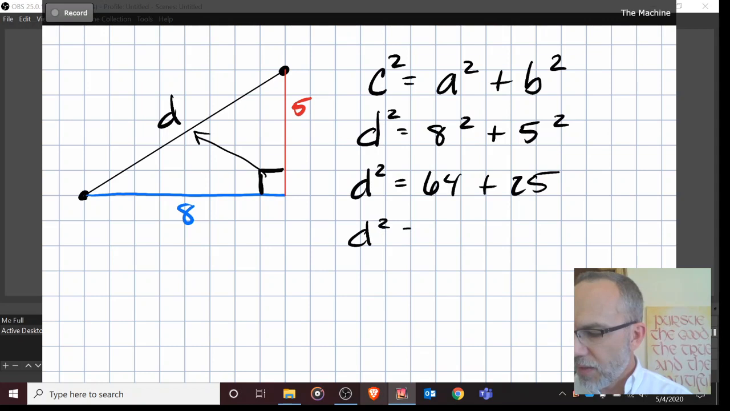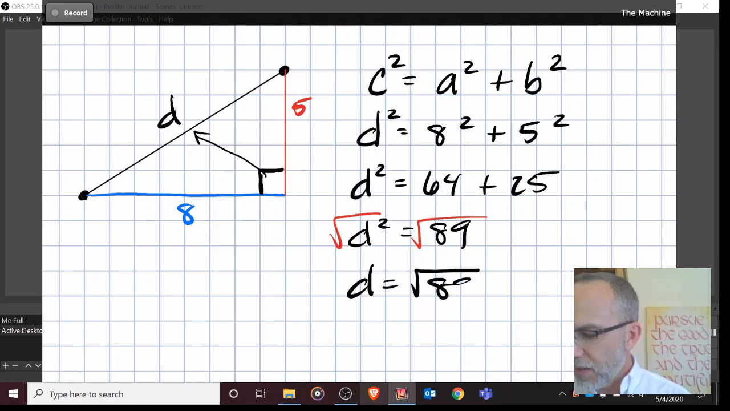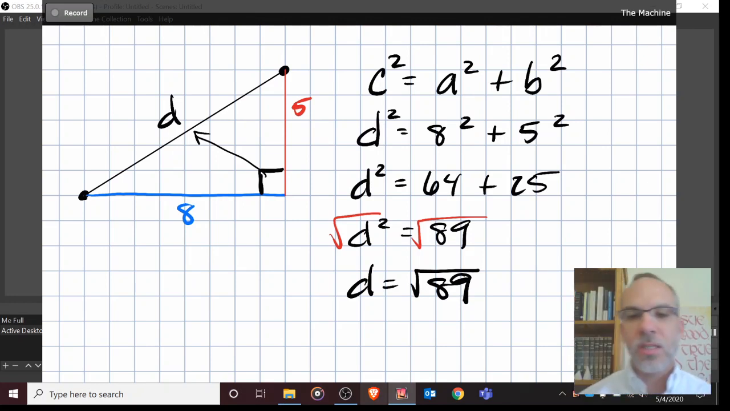D squared then is equal to 89, and then if I take the square root of the left side and of the right side, I get my final answer. D is equal to the square root of 89. I don't think that reduces. Let's not do a decimal approximation. Let's leave that as an exact value. Okay, not too hard, was it? Okay, set up a right triangle, use the Pythagorean theorem, easy peasy.